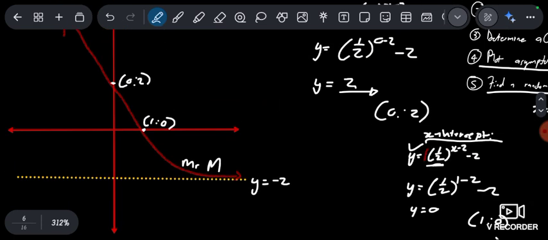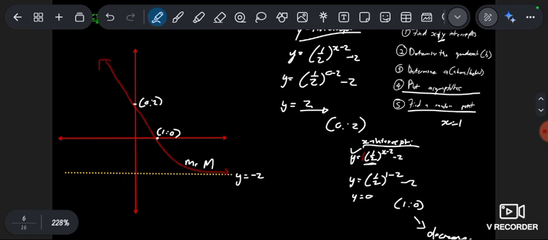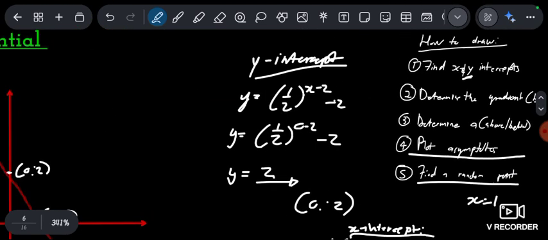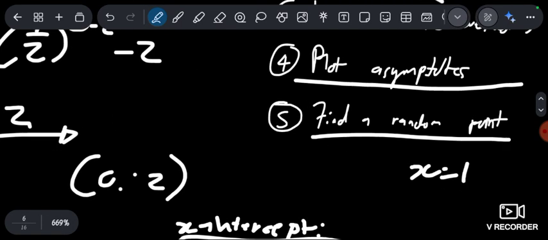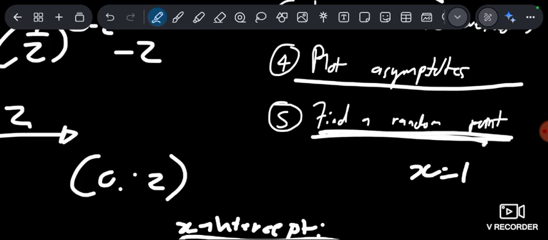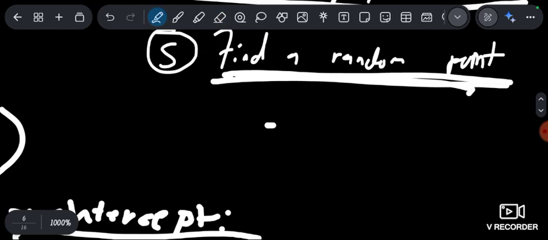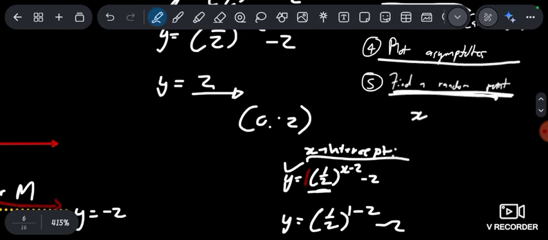Now, I'm sure you understand what I'm doing. We apply the same principle. For a random point, I just want you to substitute a point that is not on the graph already, like I did. So let's say you substitute where x is equal to 2. Usually x is the easier one to substitute. So please, let's do that, everyone.